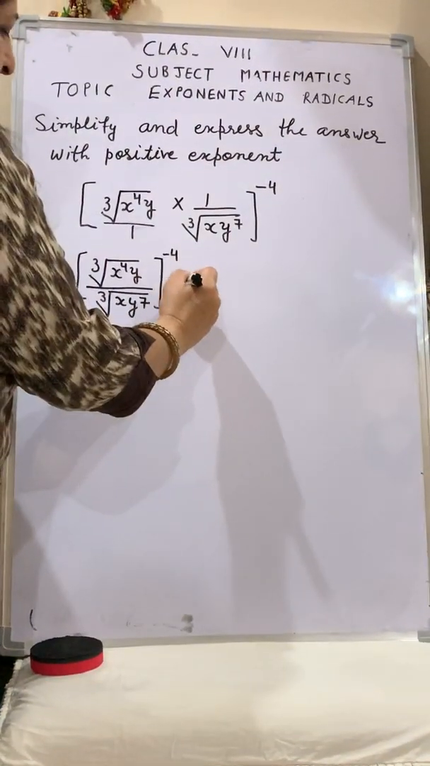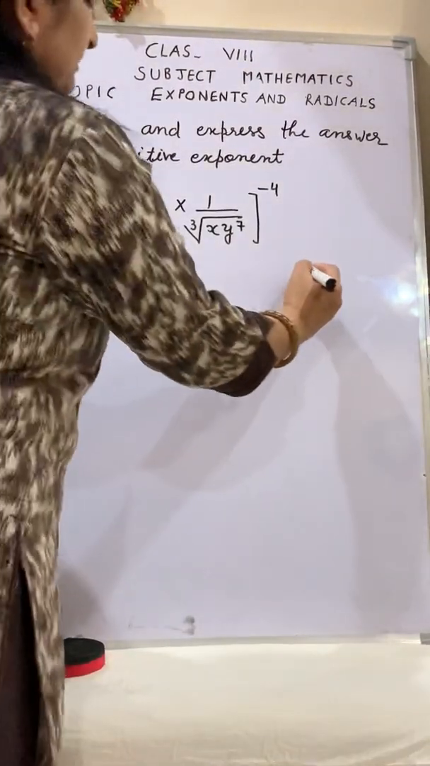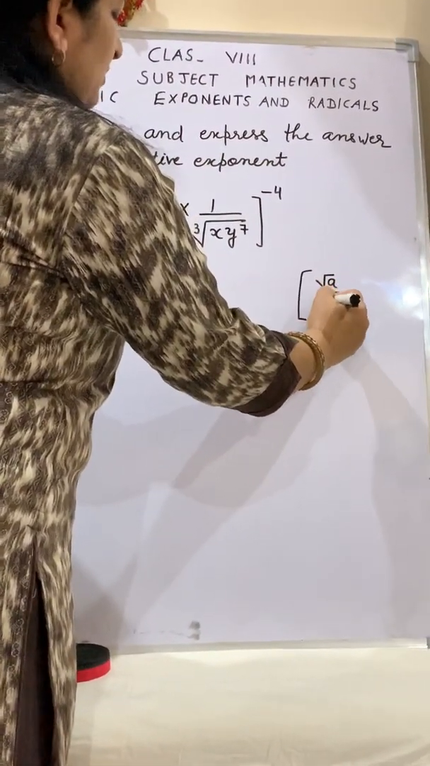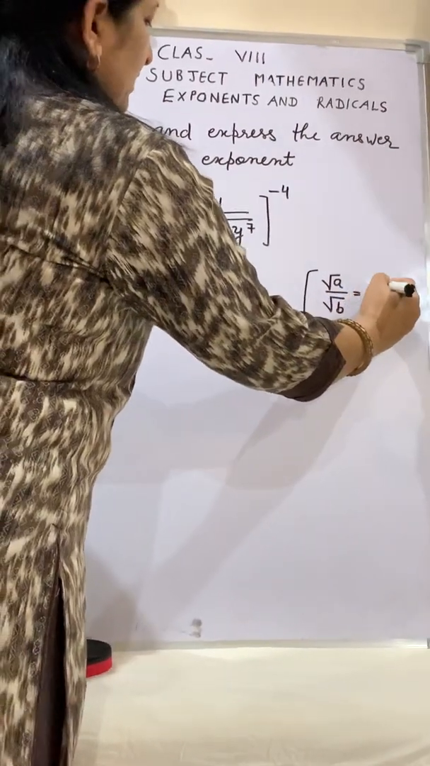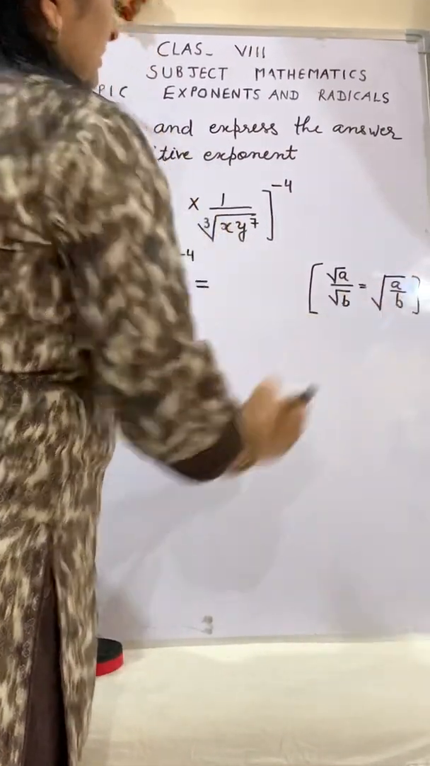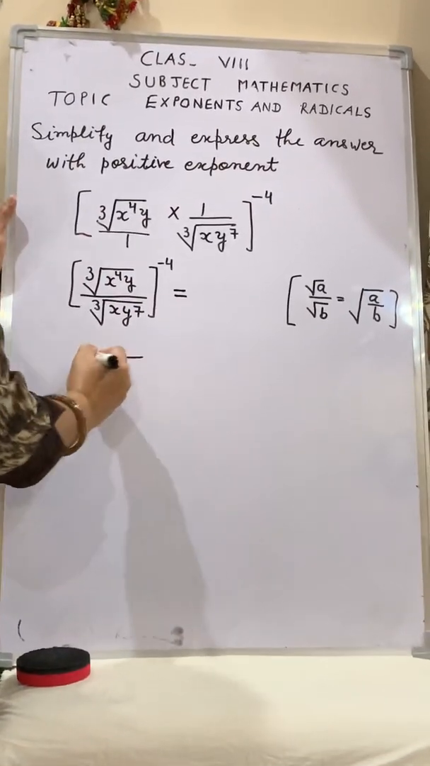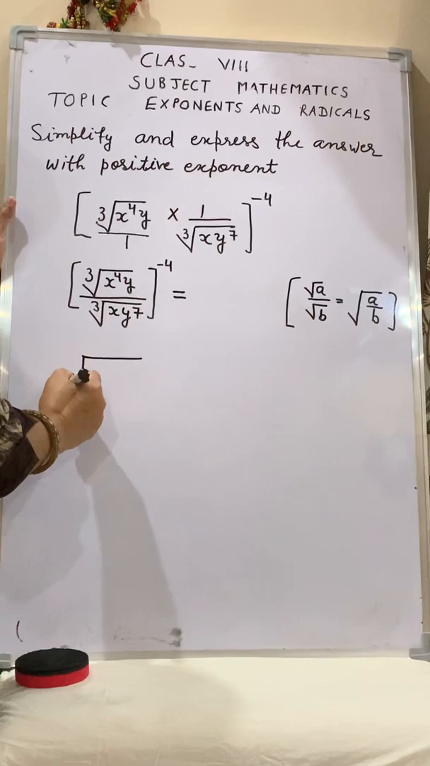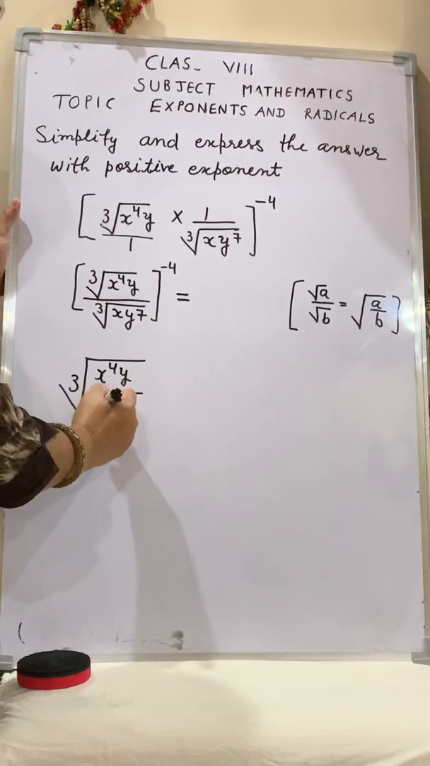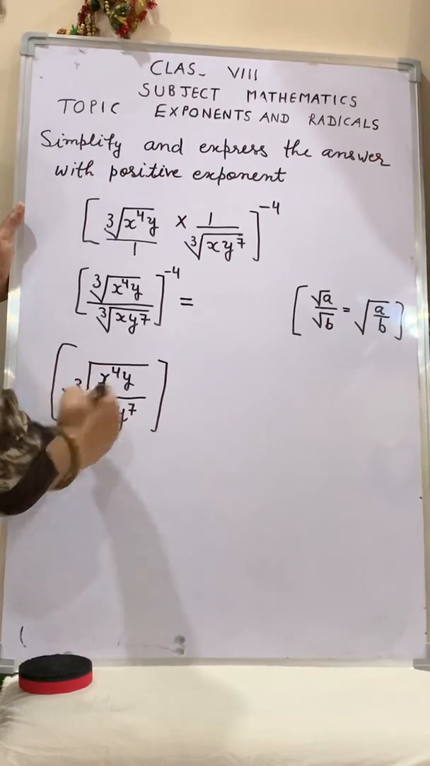Next is, here the index is the same. We will apply the law: root of a by root of b is equal to root of a by b. Because the index is the same, we can write the cube root of x raised to power 4y by xy raised to power 7, and whole exponent is minus 4.